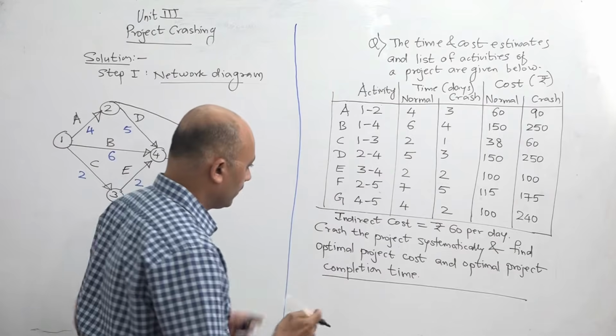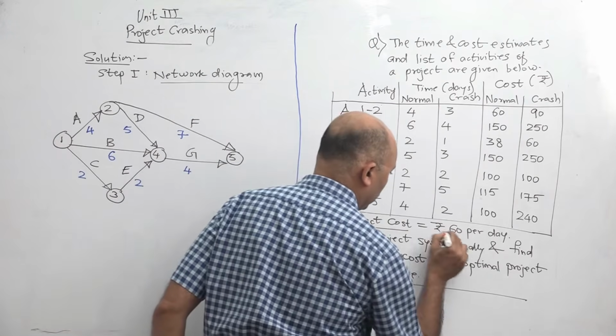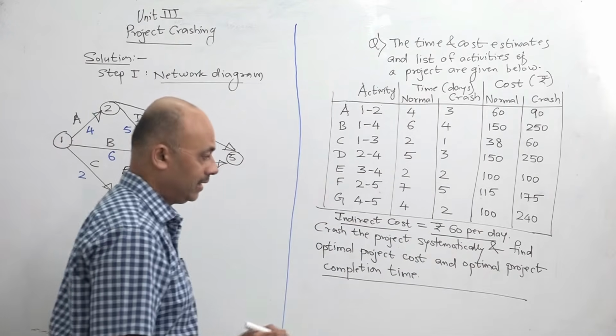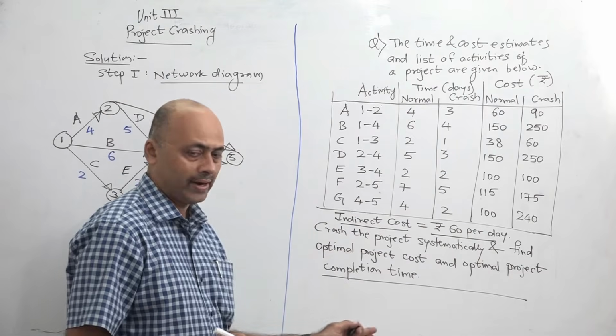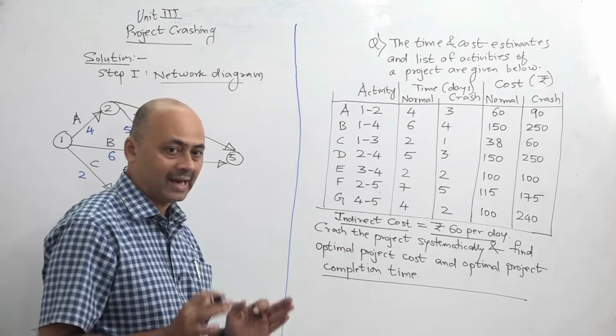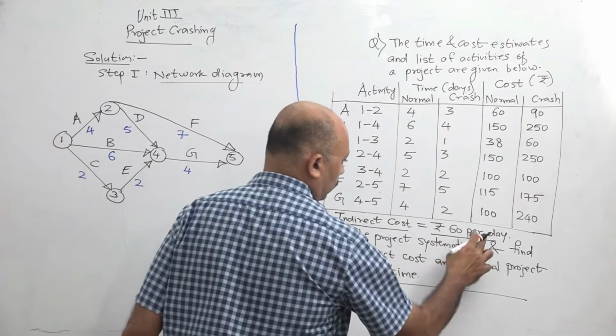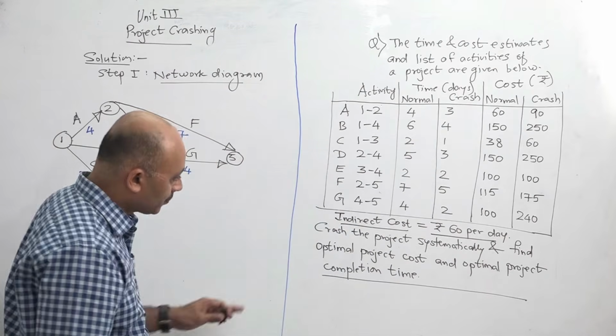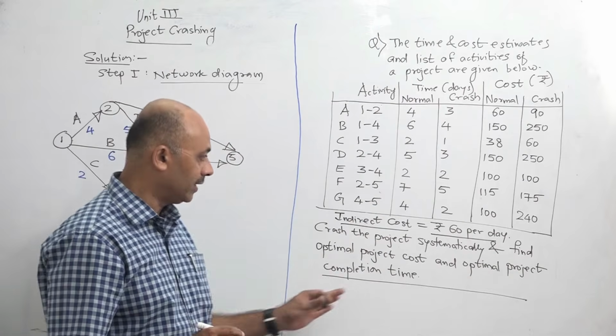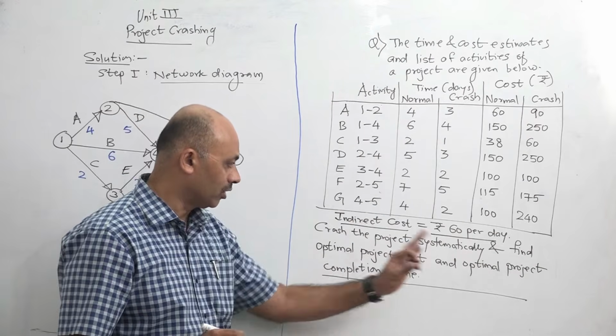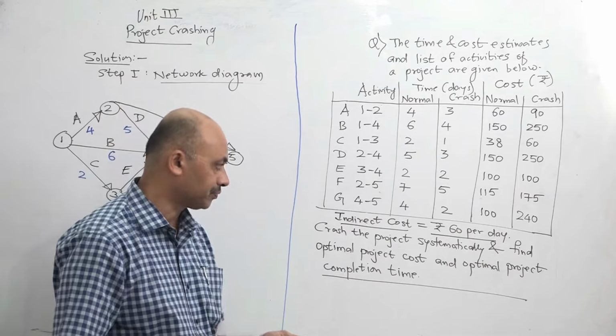Indirect cost here, it is rupees 60 per day, that is given to us. We have seen earlier that indirect cost is the cost of overheads, and it is related with time. As time will change, indirect cost will change, and that is why it is given on a per day basis. So the question is, crash the project systematically and find optimal project cost and optimal project completion time.